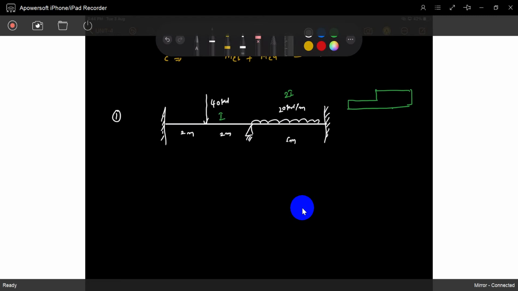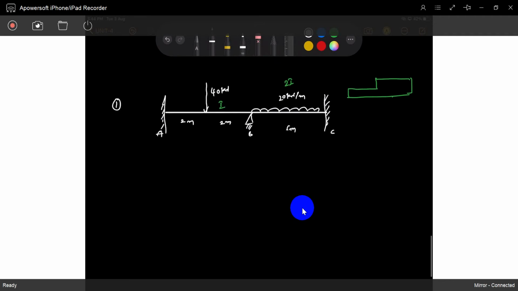Okay. So see, I will write down: this is A, this is B, this is C. Just see. First I will take the AB span, just the AB span.